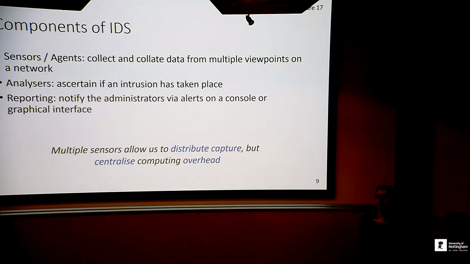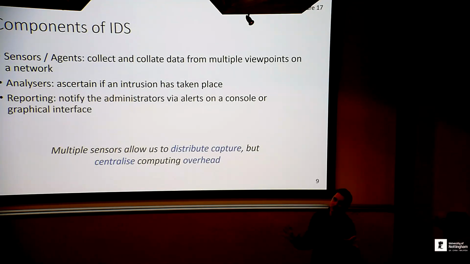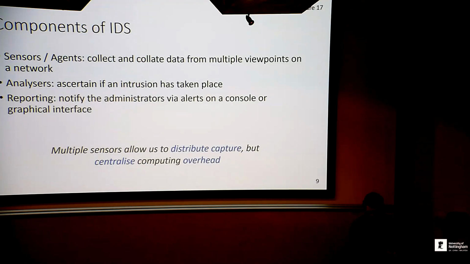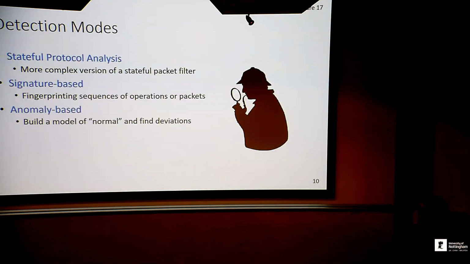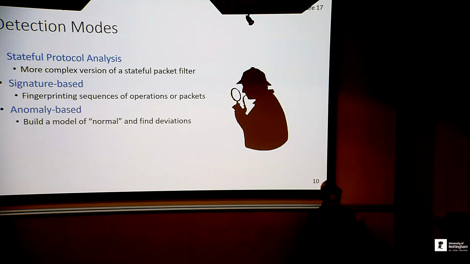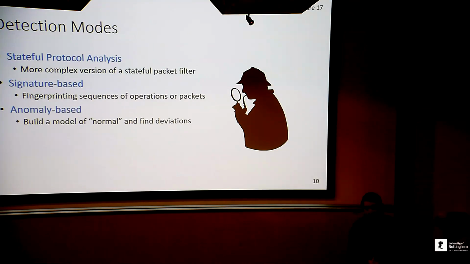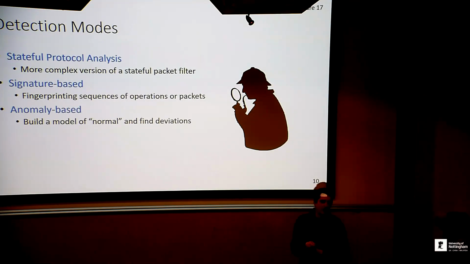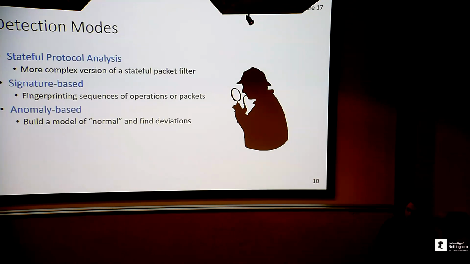All right, so that's all I'm going to say about where you put them and why. Right? How do they work? There's really 3 ways. There's stateful protocol analysis, which is very similar to a firewall, but with statefulness. Then a signature-based detection, very similar to an antivirus. And then anomaly-based, which is build a model of what normal is and try and find the abnormal. All right? And here, again, I'm talking specifically about computers.